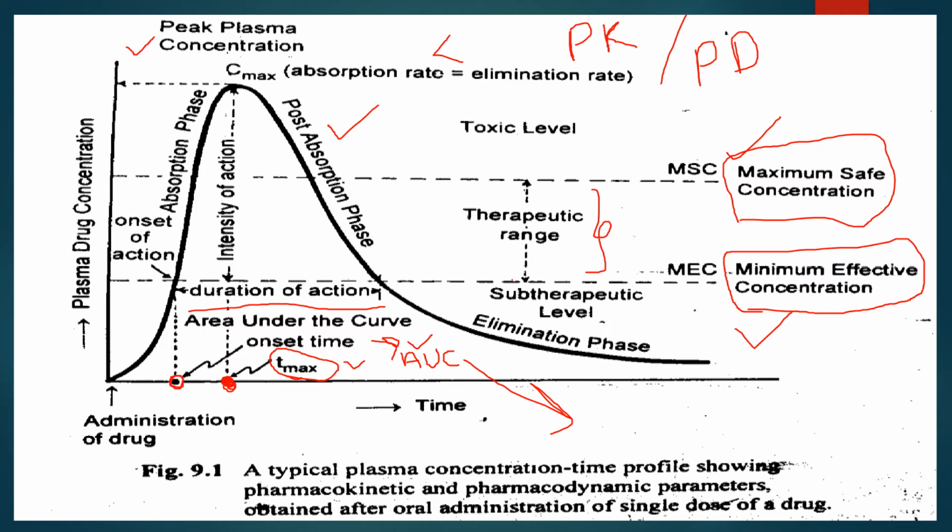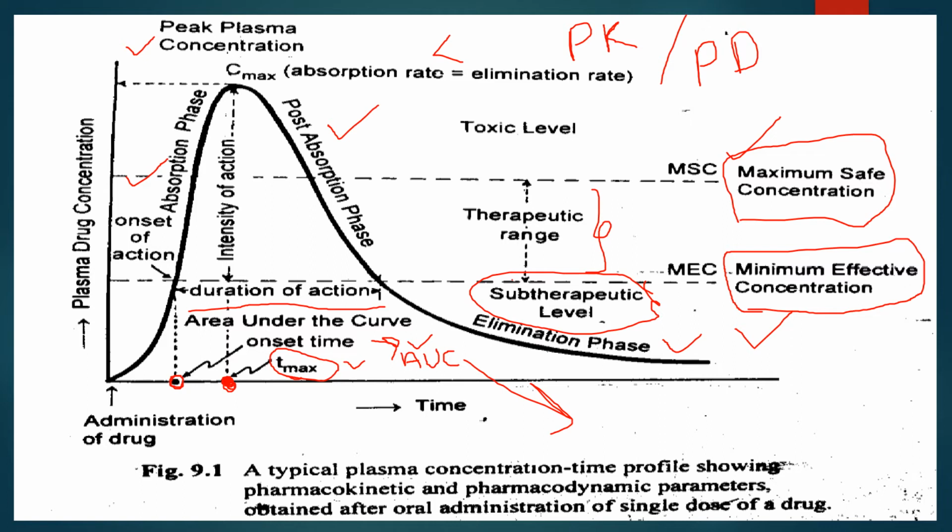It reflects the minimum concentration of the drug at a receptor site to elicit the desired pharmacological response, and a drug concentration below the MEC is called a subtherapeutic level. You can see here it is a subtherapeutic level. Clear? This is the elimination phase. Absorption phase, you can see here, post absorption phase, and here is the elimination phase.